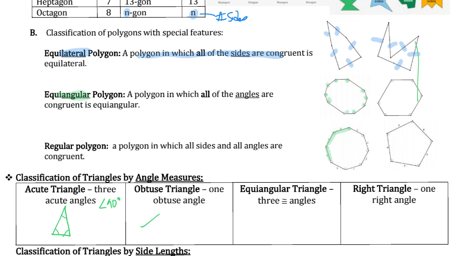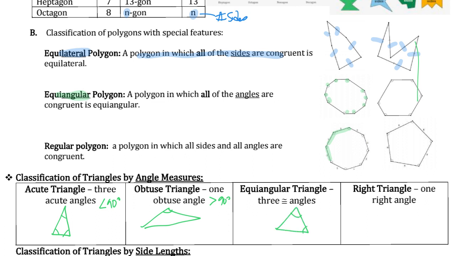An obtuse triangle has one angle that's bigger than 90 degrees. Okay, it can't have more than one, it has just one of them. It's not mathematically possible for a triangle to have more than one obtuse angle. An equiangular triangle says all three angles are equal.